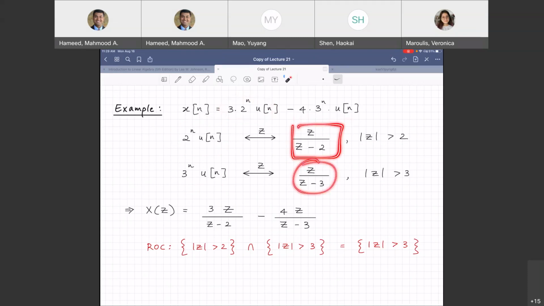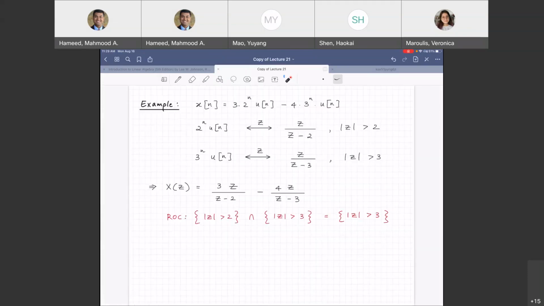Now, when you put these two together, this minus this, the z transform should be this minus this, multiplied by 3 and 4, of course. So you've got 3 times the first minus 4 times the second. And the region of convergence is going to be the intersection. So what is the intersection of these two? One is beyond 2, one is beyond 3. What is it here?